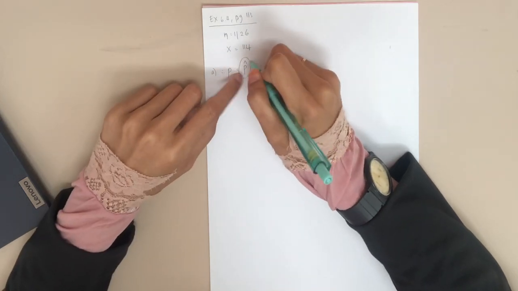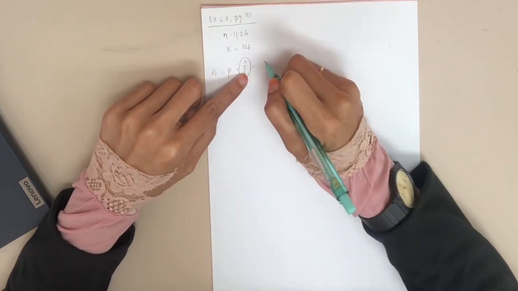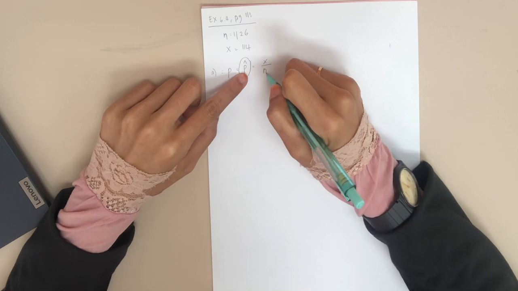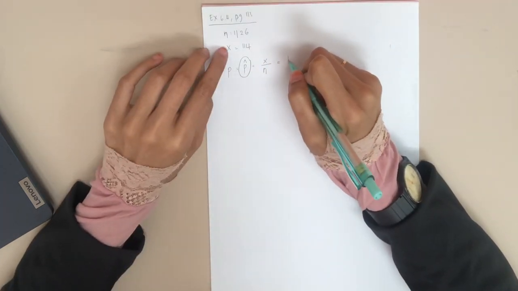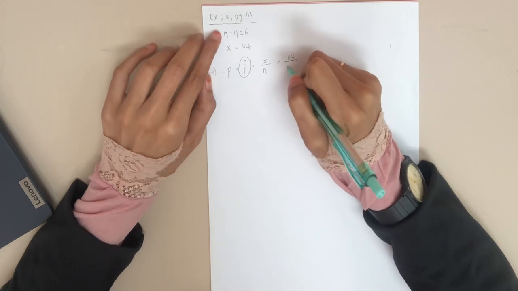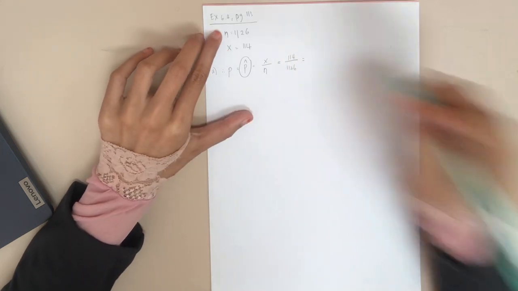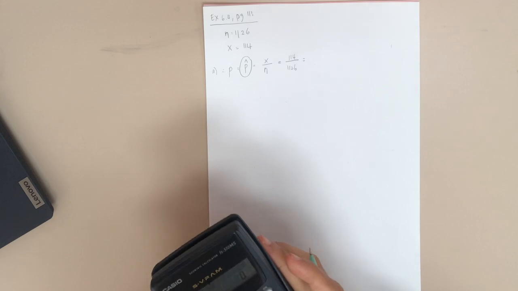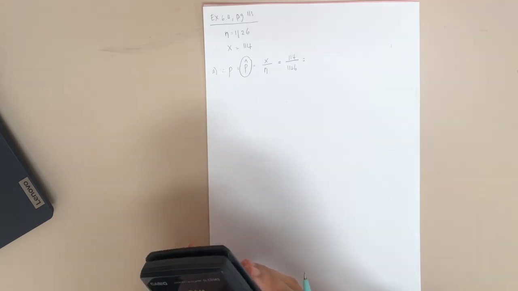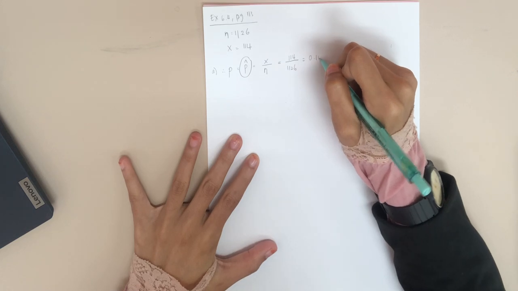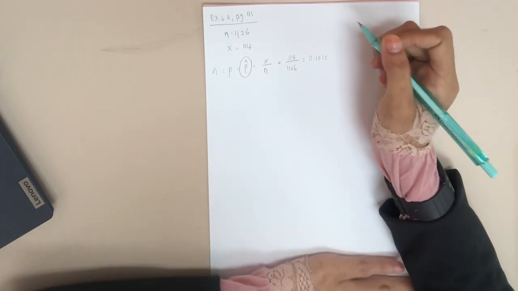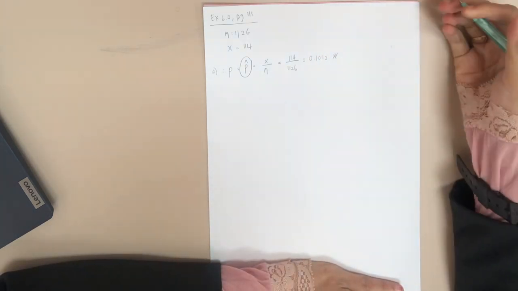What's the formula to get the P head? X over N. That's it. What is your X again? 114, and your N is 1126. So you just calculate it: 114 divided by 1126, so it will be 0.1012. That's okay, so we are done for point estimate.